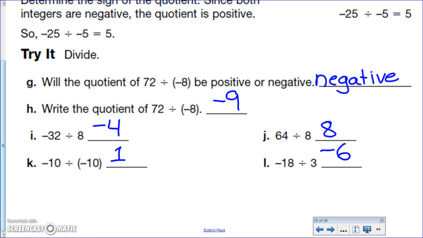All right, please make sure you have everything copied down and then glue this paper in your math notebook.